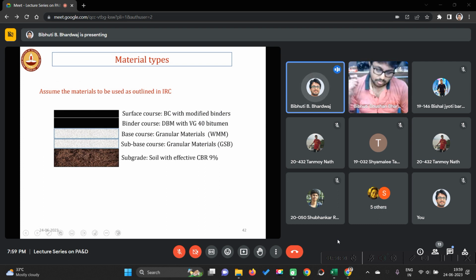Okay, before proceeding, you also need to assume some materials, especially for the surface courses, which material to use.